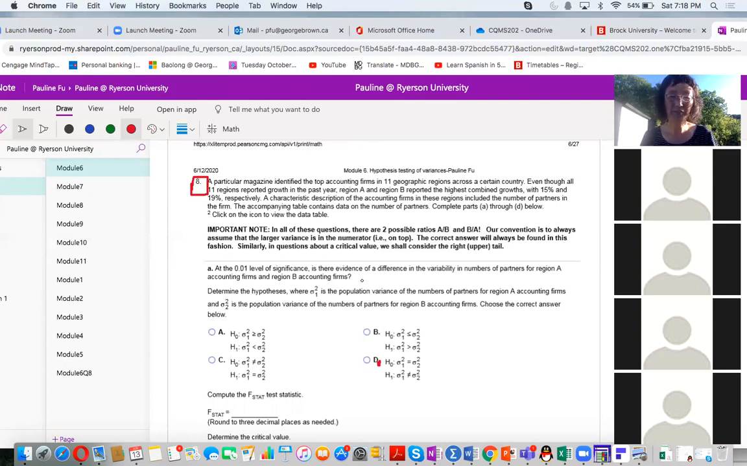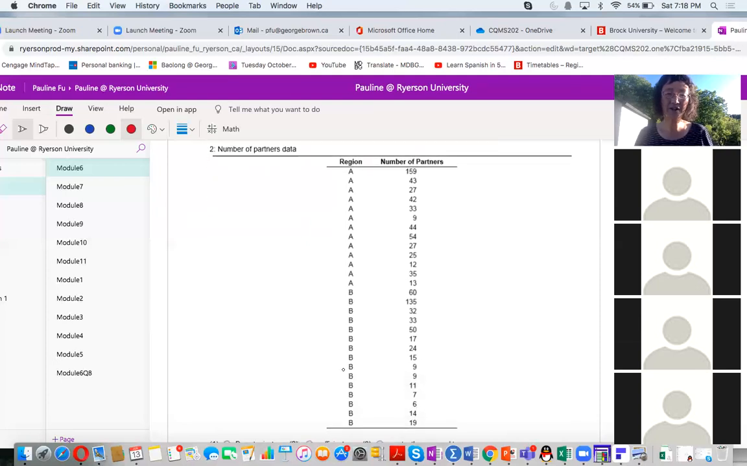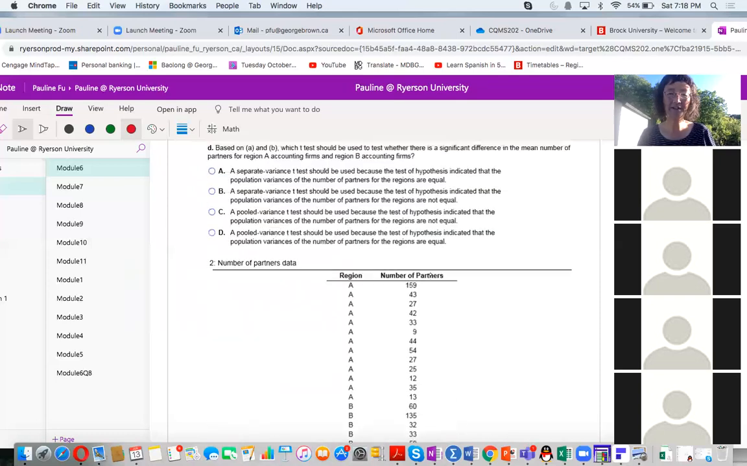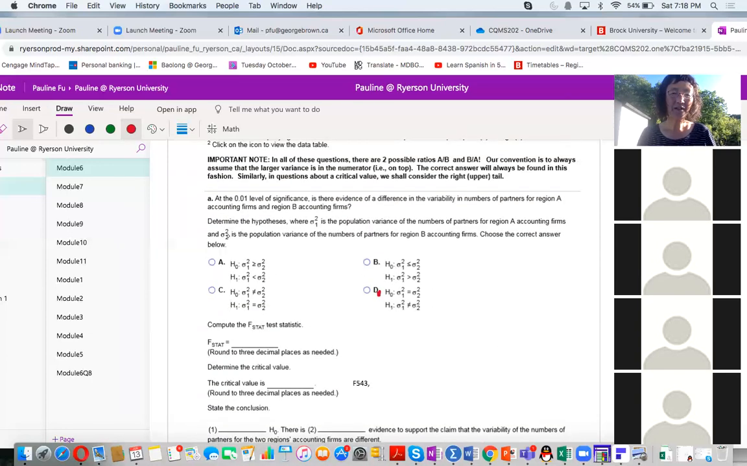Okay, so where is my data? The data is here. So you have two regions, region A, region B. In each region, you have a number of partners. So this is what the data looks like. And then the question asks you, at 0.01 level of significance, is there evidence of difference in the variability in numbers of partners for region A accounting firms and region B accounting firms?